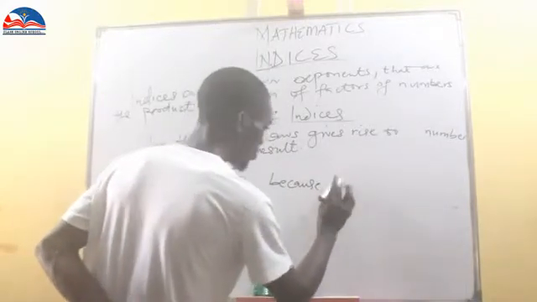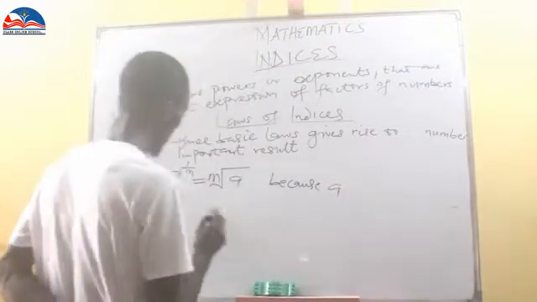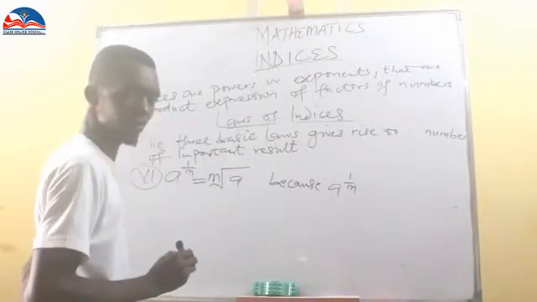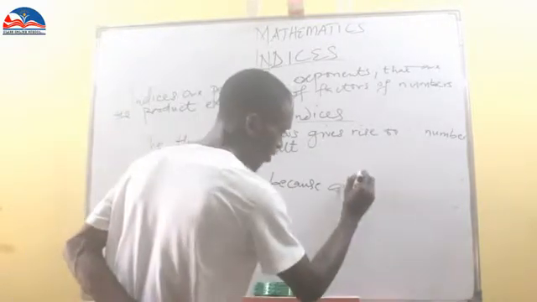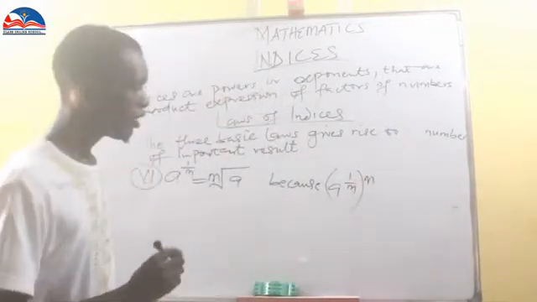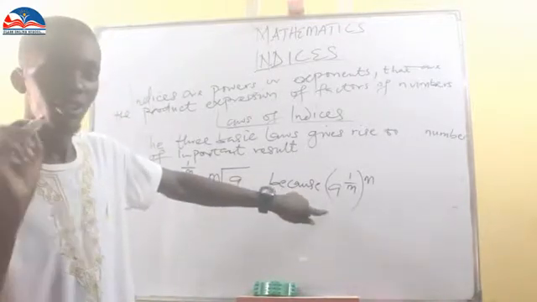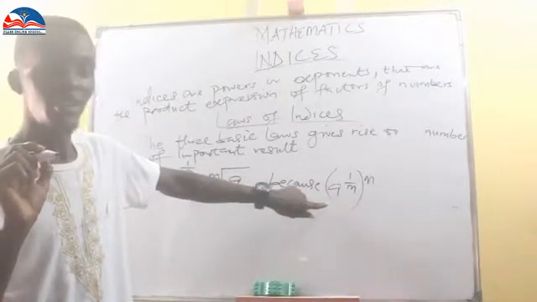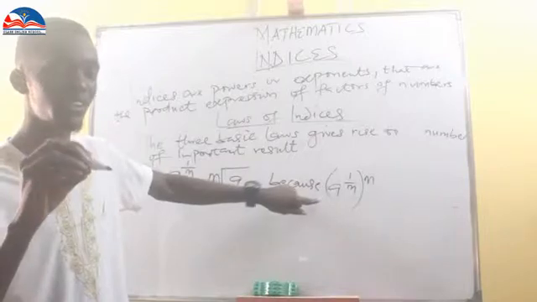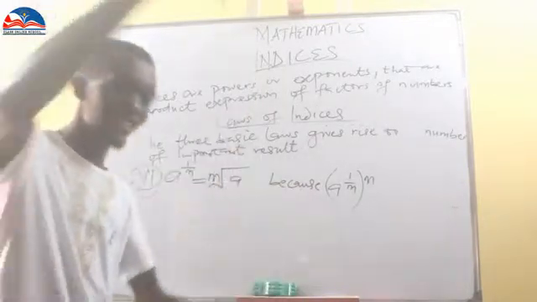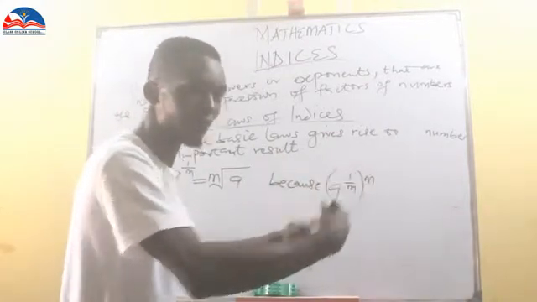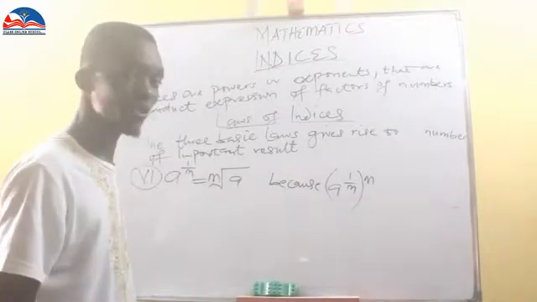A index 1 over M, all in brackets index M. This is coming from the third law, where we say that if a base is indexed in a bracket and indexed outside the bracket, the two indices are multiplied.